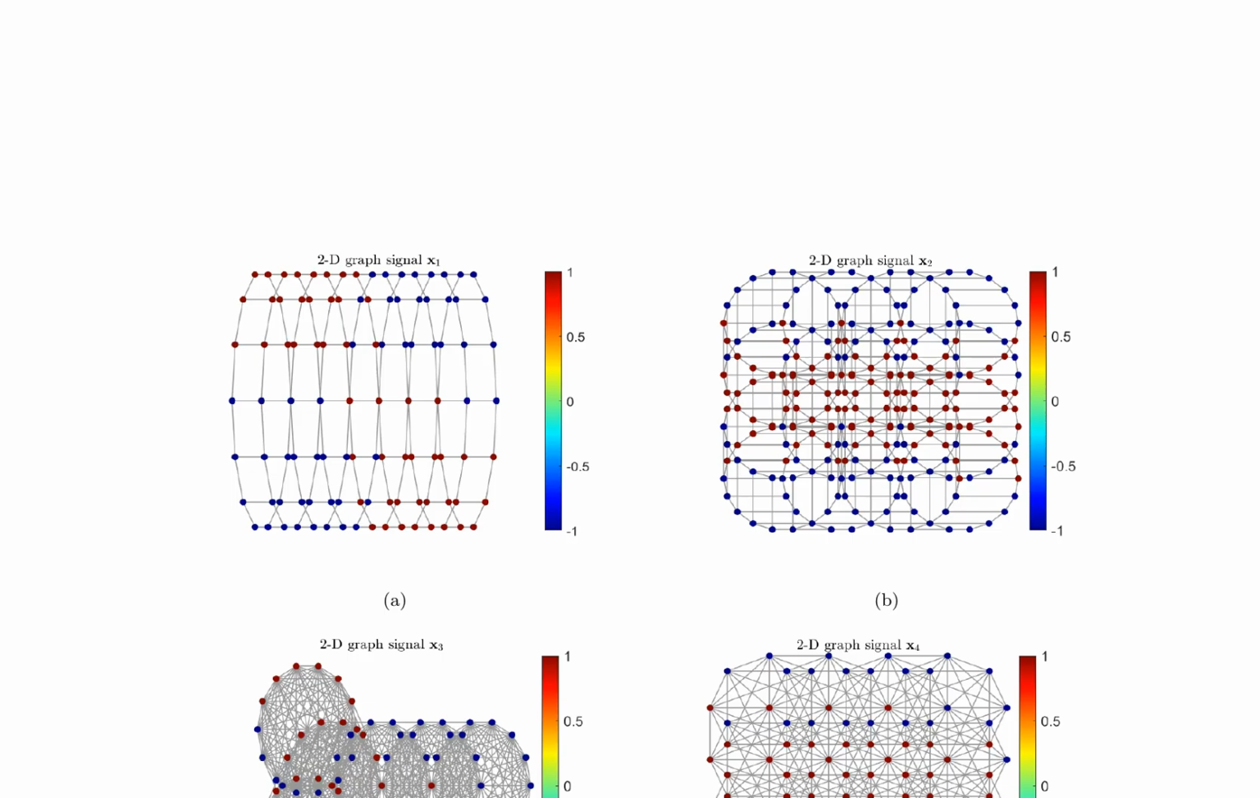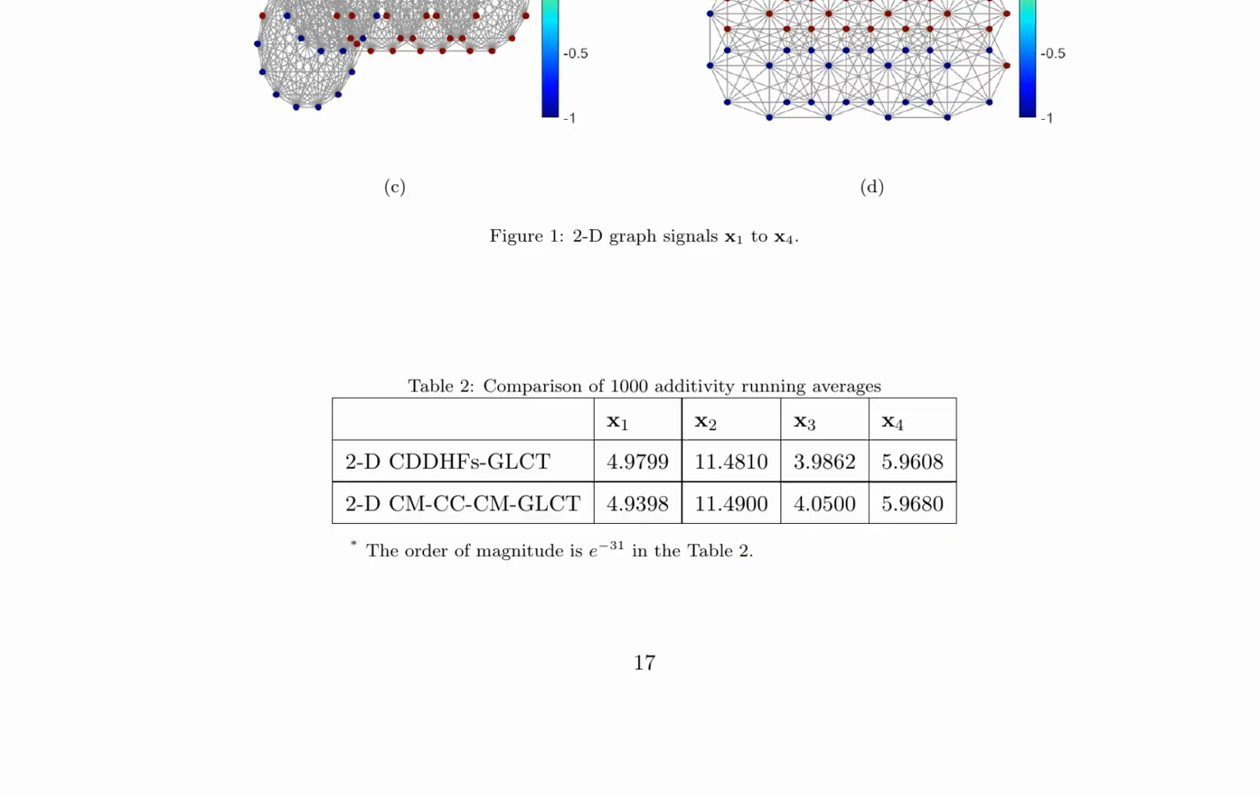In the realm of graph signal processing, the authors conduct a comparative analysis of two methodologies, 2D CDDHFs-GLCT and 2D CM-CC-CM-GLCT, focusing on their performance in additivity running averages. 4 graph signals, x1 to x4, are visualized in Figure 1, showcasing distinct structures. These signals are then subjected to additivity running averages calculation using the aforementioned methods, which are rooted in graph convolutional neural networks, GCNNs, and leverage graph Laplacian convolution. The 2D CDDHFs-GLCT method employs a GCNN with a continuous domain dynamic harmonic filter, CDDHFs, and a graph Laplacian convolutional transform, GLCT. In contrast, the 2D CM-CC-CM-GLCT method utilizes a GCNN with a complex-valued mixing matrix, CM, a circulant matrix, CC, and a GLCT.